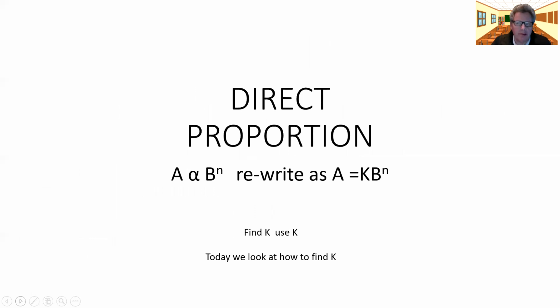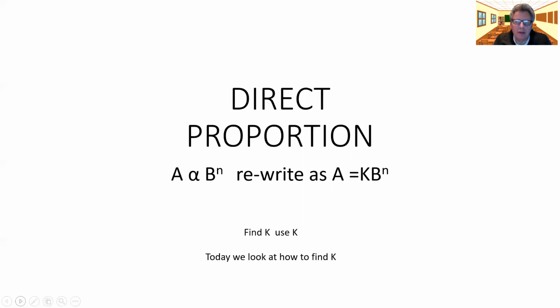Now, there's a little trick to these questions. It's definitely a formulaic type question, because the question will say A is proportional to B, or A is directly proportional to the square of B or the cube of B or whatever. So what we do is we rewrite that: rather than using the proportion sign, we swap the proportion sign for an equals K, where K is a constant.